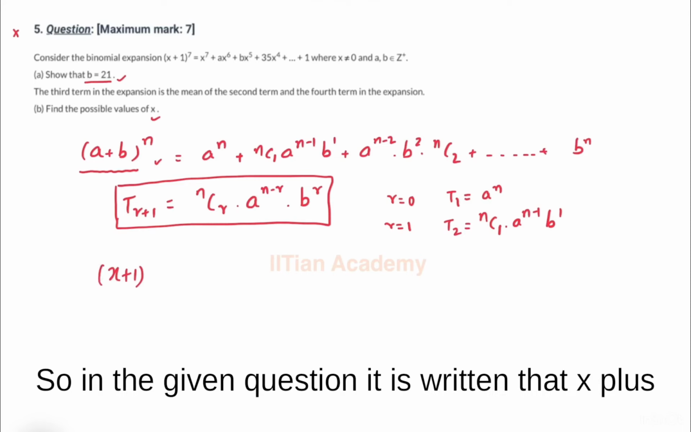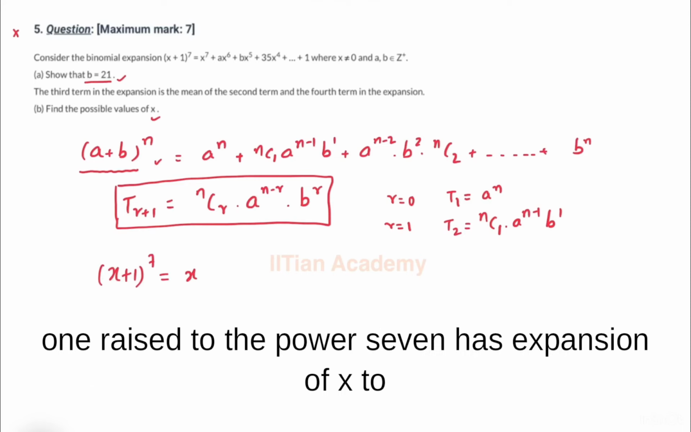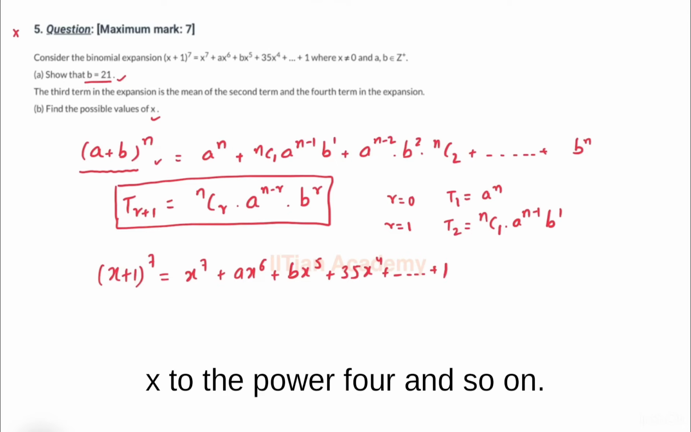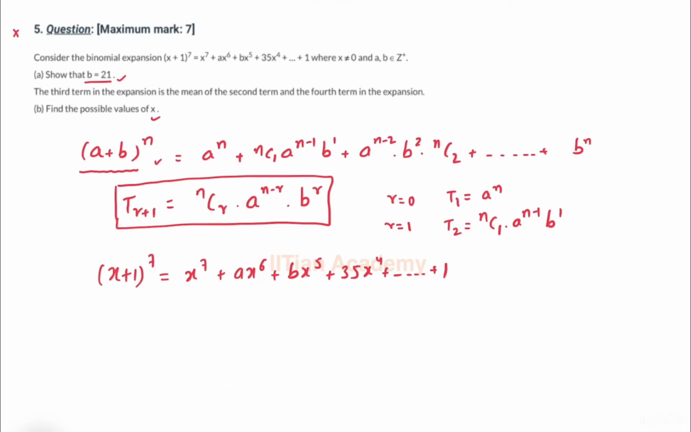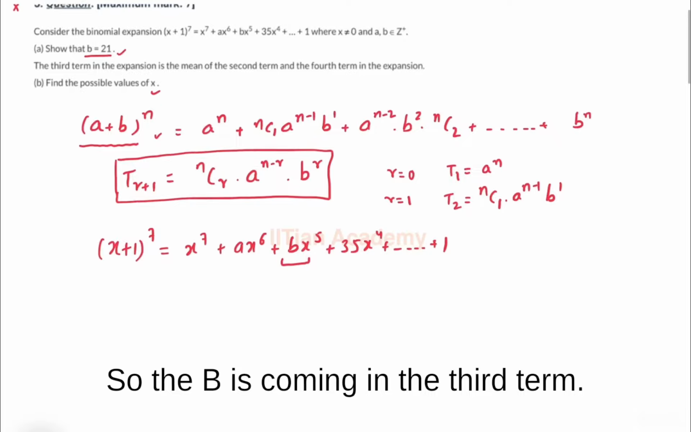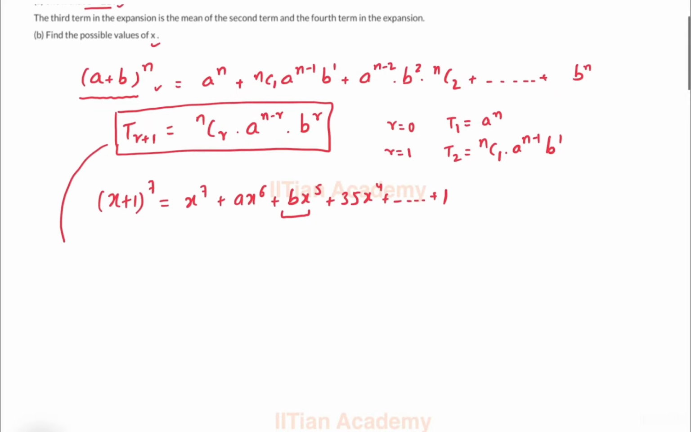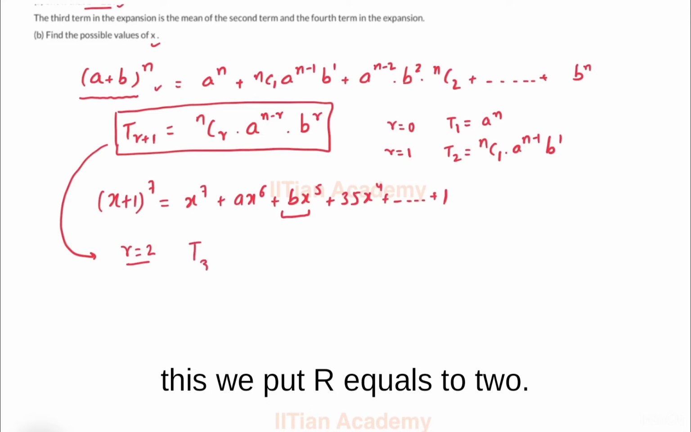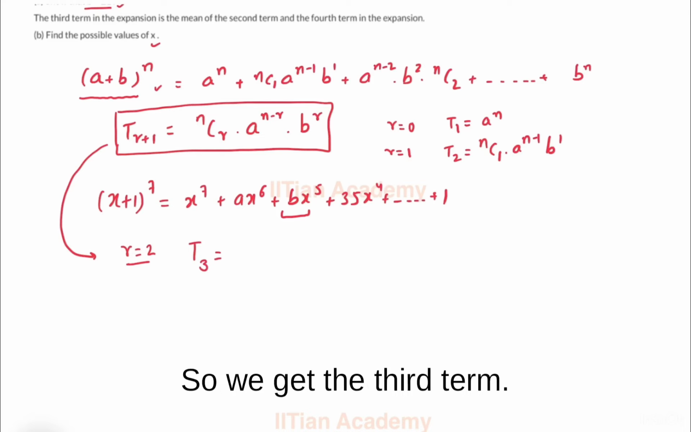So in the given question, it is written that (x + 1)^7 has an expansion of x^7 + ax^6 + bx^5 + 35x^4 and so on. So the b is coming in the third term. Now to get the third term in this, we put r equals 2.